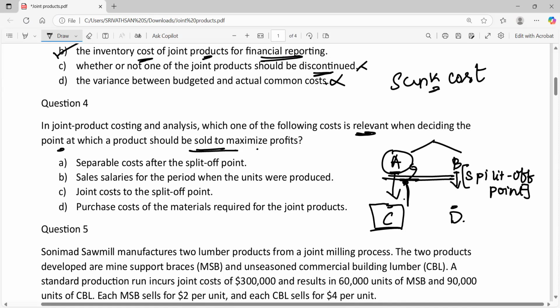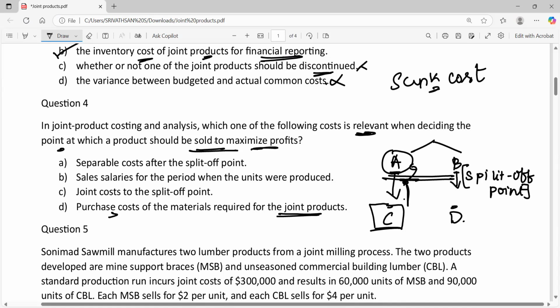So now let's look at the options to identify which of the following costs is relevant when deciding the point at which the product should be sold to maximize profits. Separable costs after the split off point. We will read the options and then discuss them, or else we will read from option D. Purchase cost of materials required for the joint products.